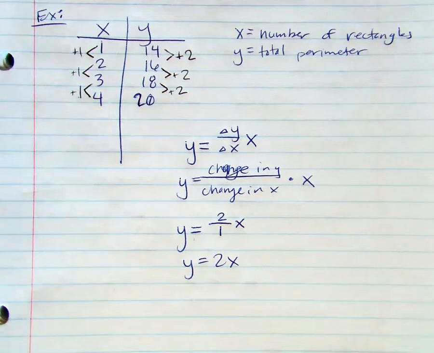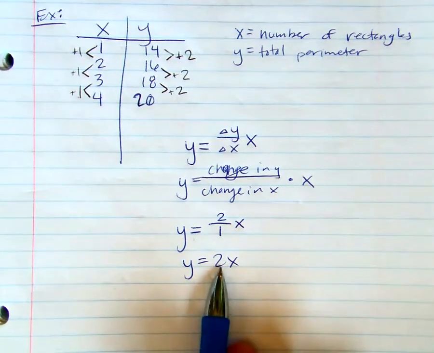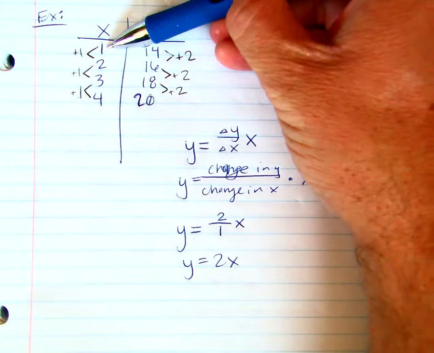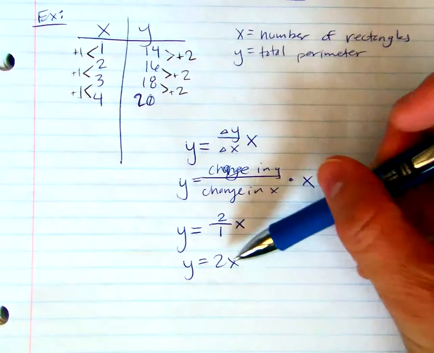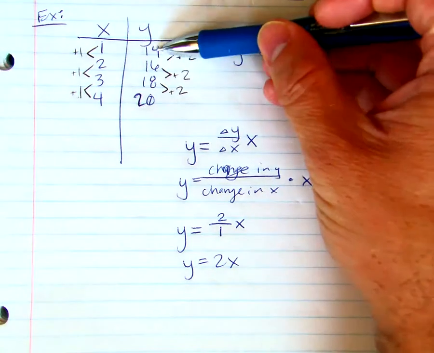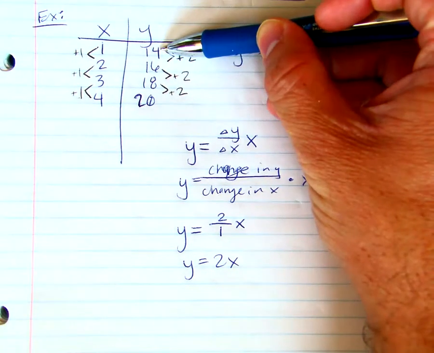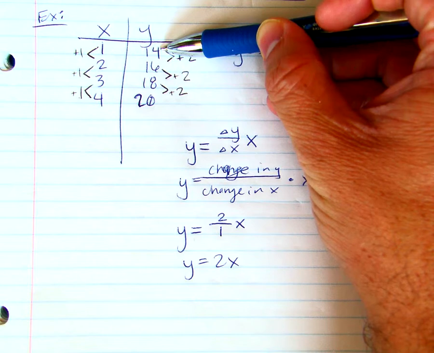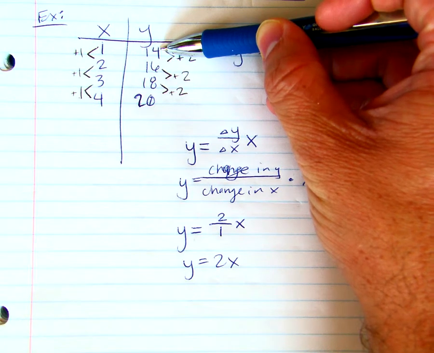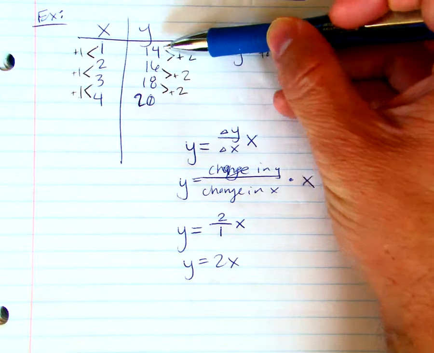Now that we have figured out how things are changing, we also have to consider where we began. Take the first number in your list and plug it in. If I plug in a 1 for x, what is 2 times x? 2. This isn't a 2, this is a 14. How much more do I have to add to this, or how much would I need to subtract to get to 14?